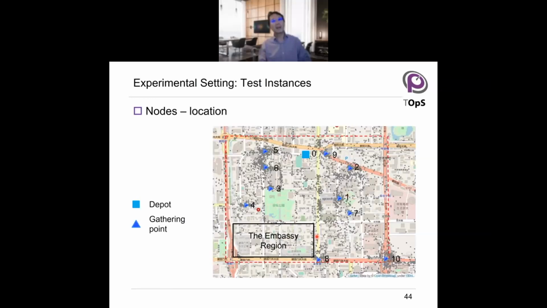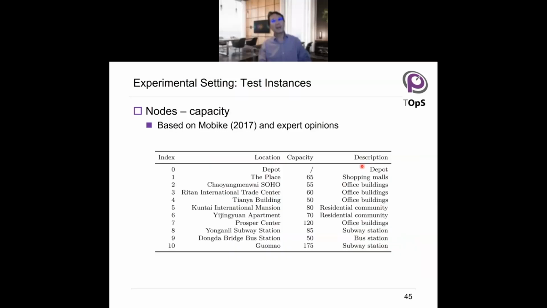Okay, so we use the data from Mobike, currently Meituan, in an area in Beijing. This is roughly 2 by 2 kilometers, and we identify the gathering points. They are like a shopping mall, office building, subway station, something like so. Basically, an apartment building. So these are the gathering points defined by the company, and we can also see them in the data.